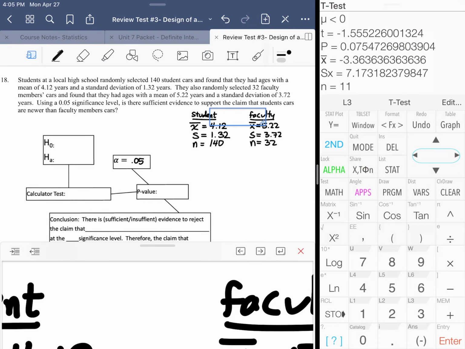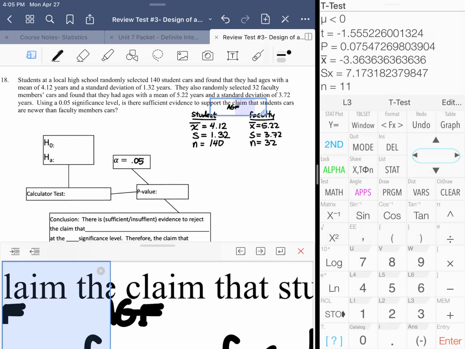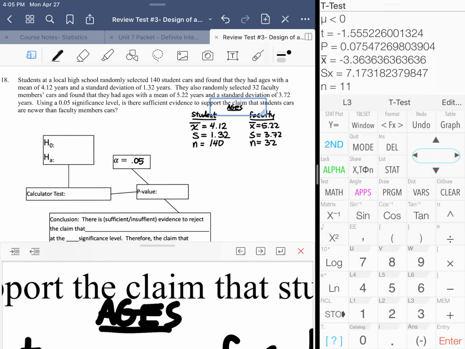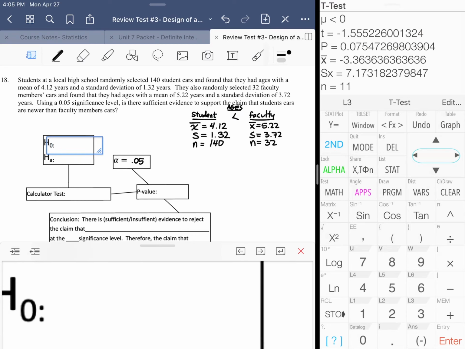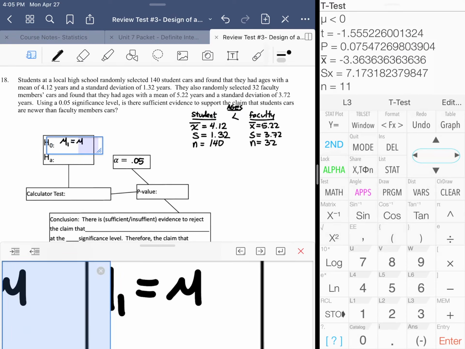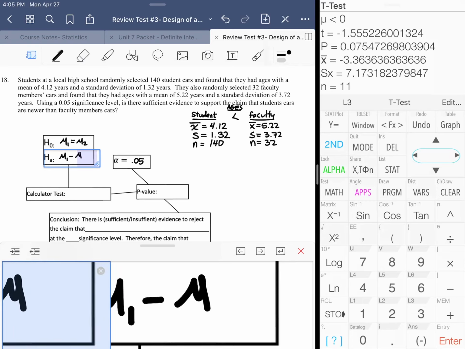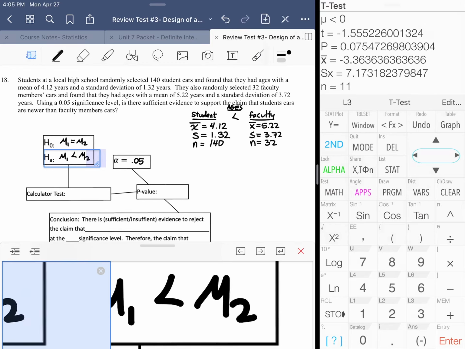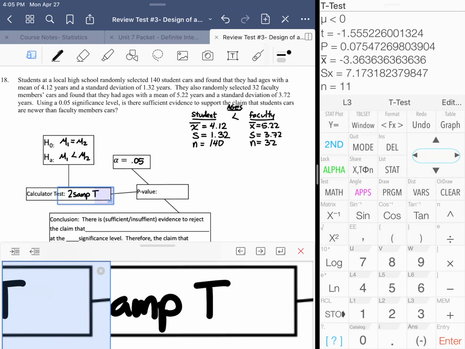We want to test the claim that the student cars are newer than faculty cars. These are the ages of the cars in years. So if the student cars are going to be newer, then the ages for the student cars would have to be less than the ages for the faculty cars. So mu1 equal to mu2 for the null, always an equal sign. Mu1 less than mu2 for the alternative.